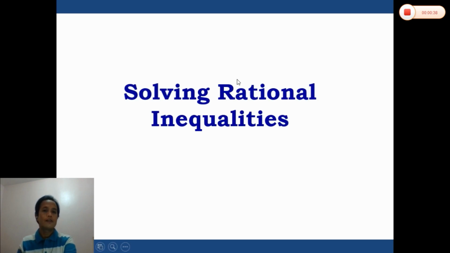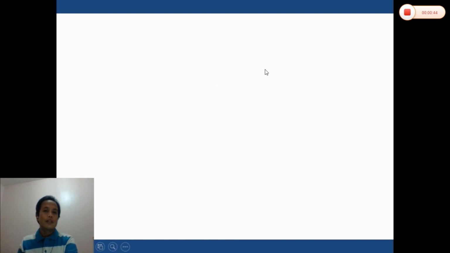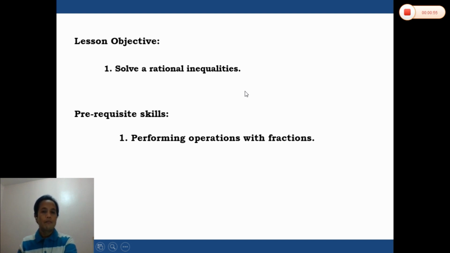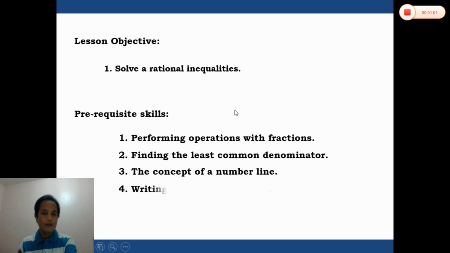So to start, we have solving rational inequalities. For the lesson objective, at the end of this video, you should be able to solve rational inequalities. This topic requires prior knowledge of the following: performing operations with fractions, finding the least common denominator, the concept of a number line, and writing an interval notation.